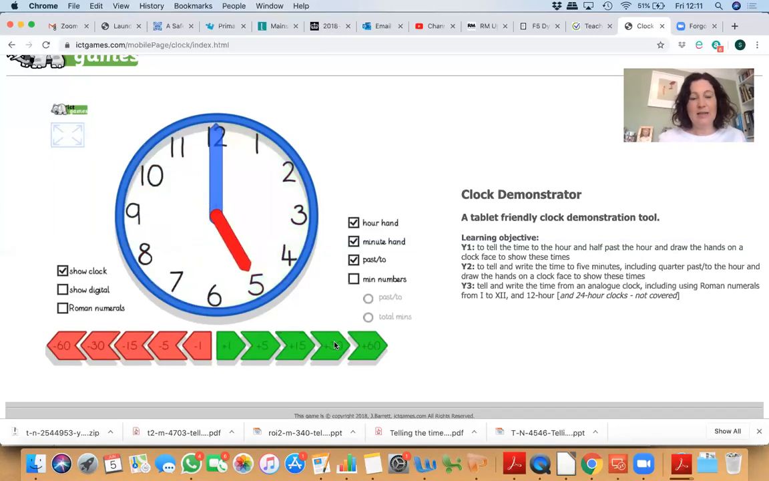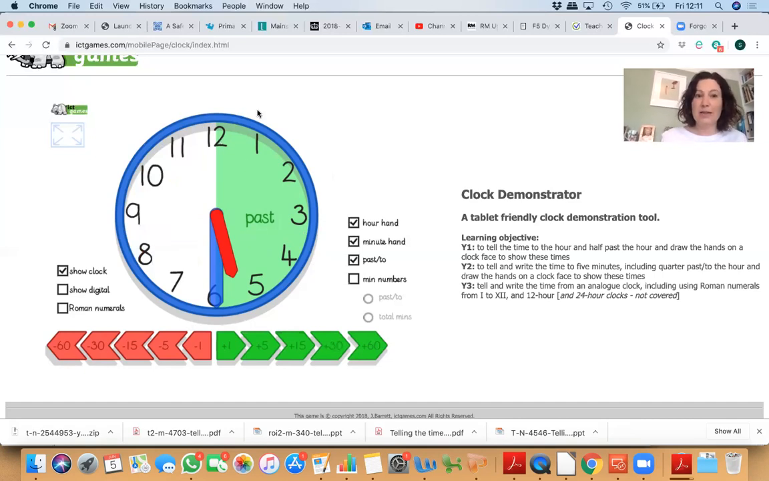Round it goes again. Minute hand pointing straight up. Hour hand at the 5. 5 o'clock. Round it goes. Halfway round. It's in the first half of the clock. So that's when we say that it's past the hour. So it's half past 5. There we go. 6 o'clock.